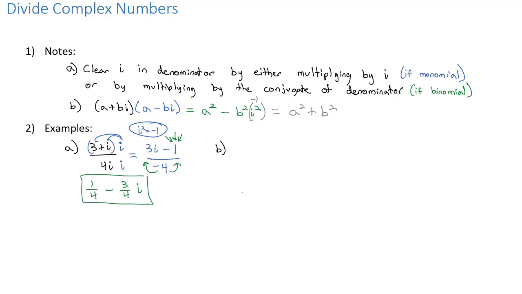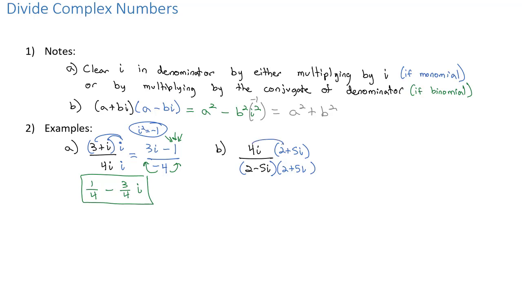Let's try a second example. Let's take 4i and put it over 2 minus 5i. With this example, the denominator, you see, is a binomial. It's got two terms, the 2 and the -5i. So to fix it, we're going to multiply by the conjugate, which is 2 plus 5i, on both the numerator and denominator.